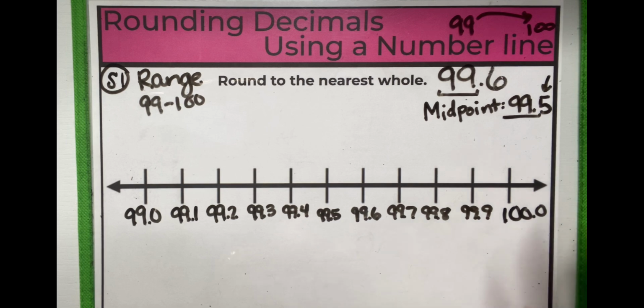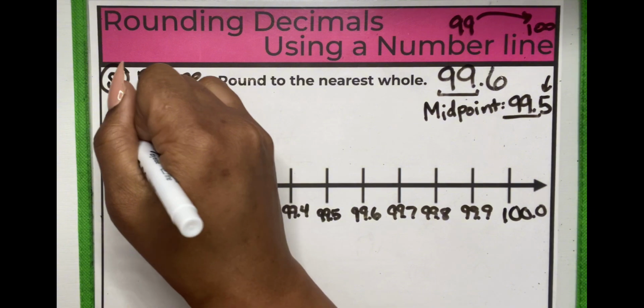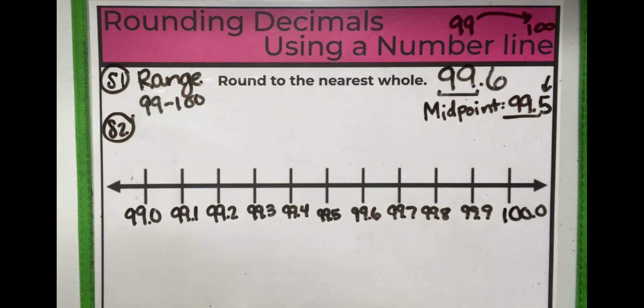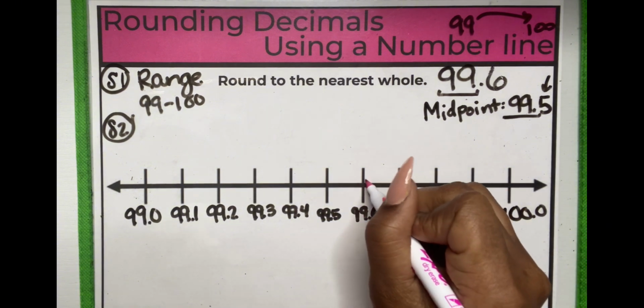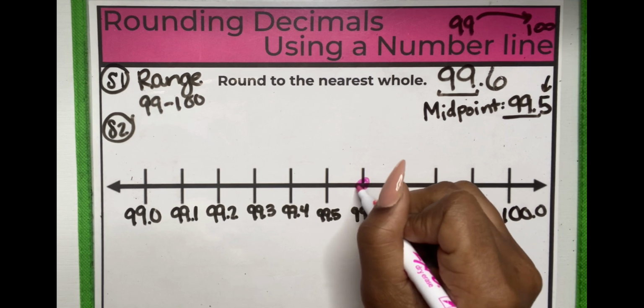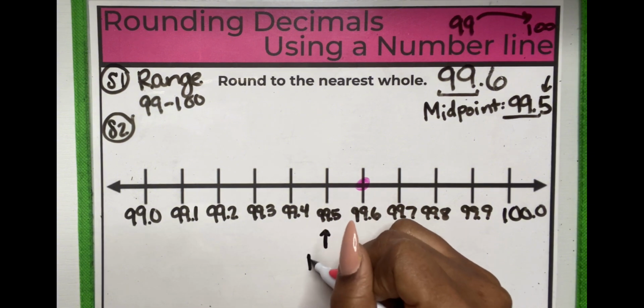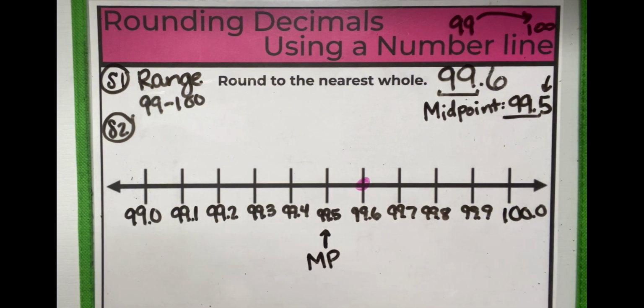It's correct. We've identified that midpoint. Now, all we have to do is plot. Plot 99 and 6/10 on the number line. There we go. That's 99 and 6/10. I'm going to just write MP for midpoint.